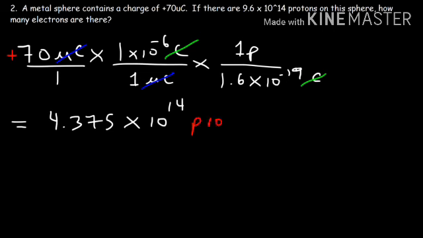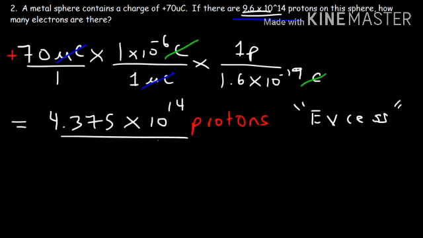Now, keep this in mind, this is the amount of excess protons, not the total number of protons. So what this means is that there's 4.375 times 10 to the 14 more protons than electrons. Now, we already have the total number of protons. It's 9.6 times 10 to the 14. If we subtract that number by this number, we can get the number of electrons.